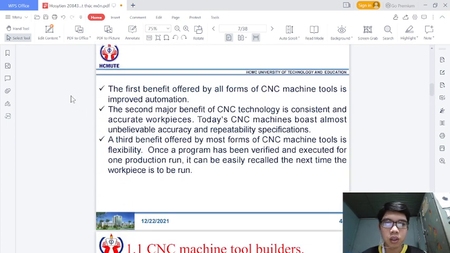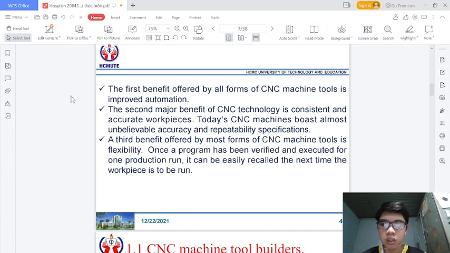The first benefit offered by all forms of CNC machine tool is improved automation. The second major benefit of CNC technology is consistent and accurate workpiece quality.